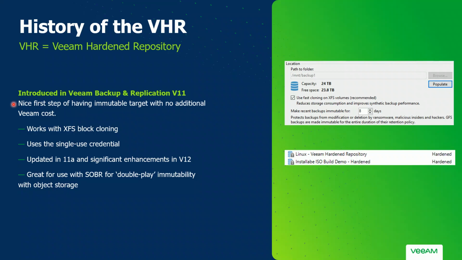Great way to have immutable backups at no additional Veeam cost on Linux. So the files written on Linux have immutable attributes. Works with the XFS block cloning, which is a spaceless full backup technique where synthetic full backups don't require additional space because the blocks that already exist are cloned. It's not deduplication, but it prevents duplication. Whew, okay, no dupe, yeah.